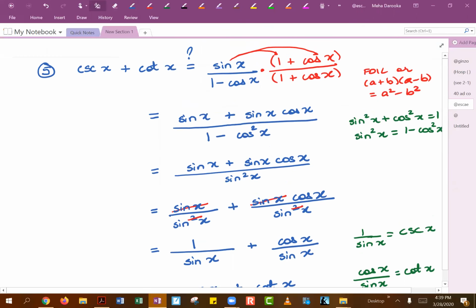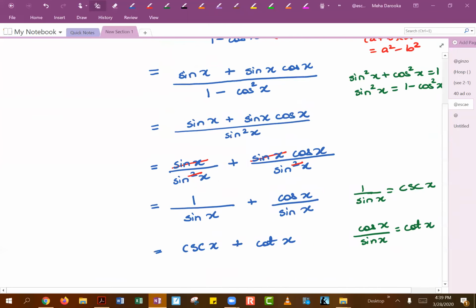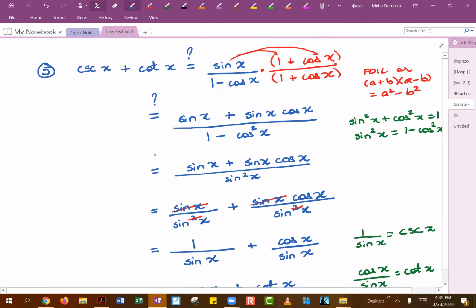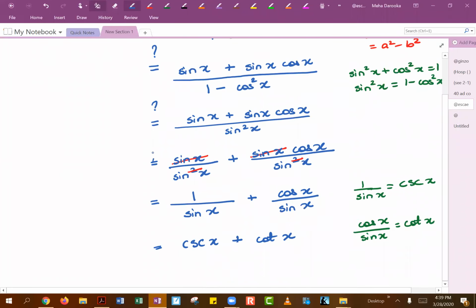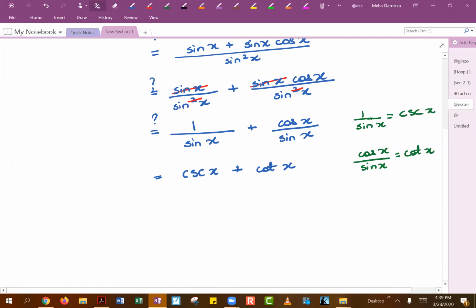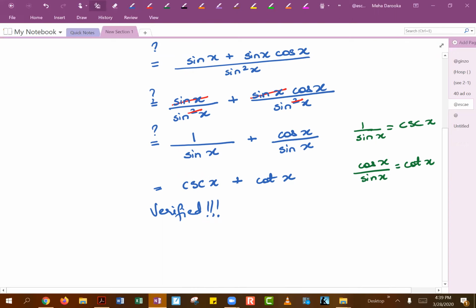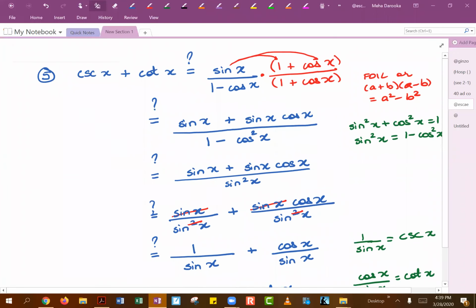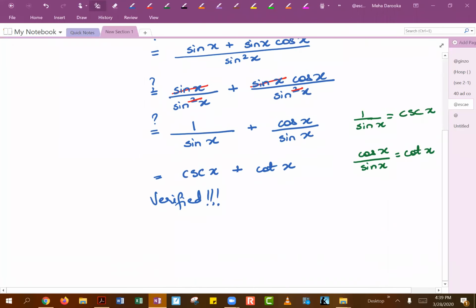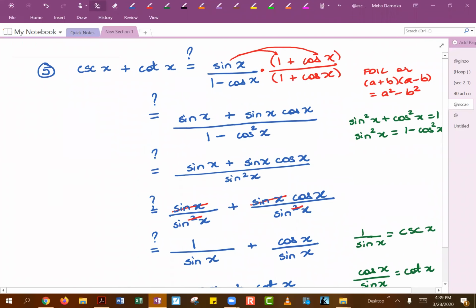And let's see, yep, cosecant plus cotangent, cosecant plus cotangent. And again, these steps up until the last step are going to be question marks. And here we have just verified our identity, cosecant of x plus cotangent of x. There you go. Okay, so that's your example 5.